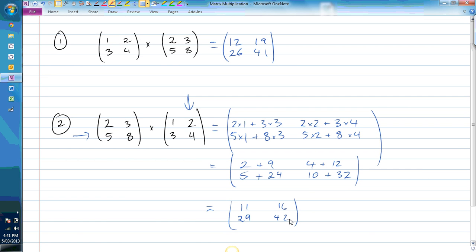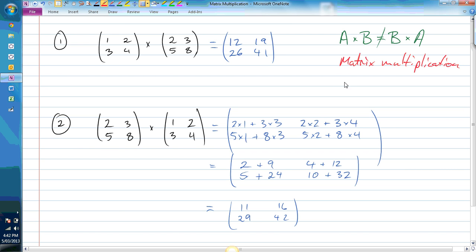Now, if we compare this matrix with the first one, we see that we actually get different results. And this illustrates the point that we've made in class, that with matrix multiplication, if I take two matrices and multiply them together, swapping the order actually changes the outcome. These two things are not equal. A times B is not the same as B times A when we come to matrices. The way that we say this, we say that matrix multiplication is not commutative.